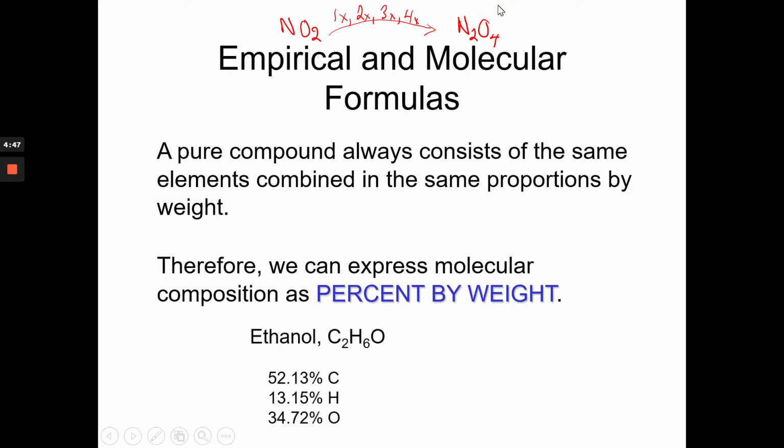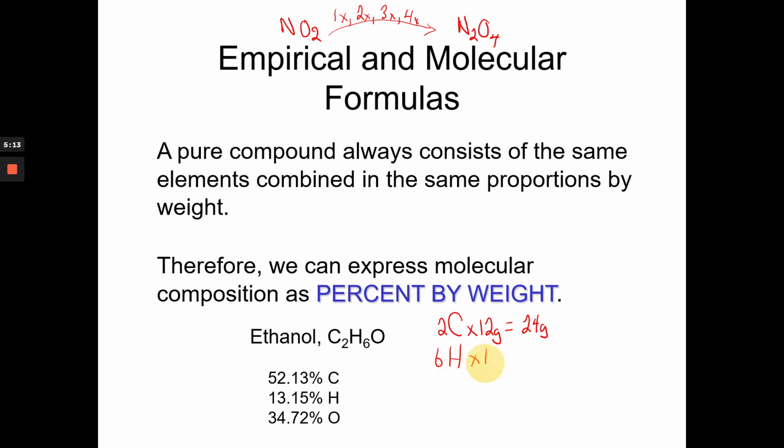So for instance, here's ethanol. This is grain alcohol. It has the formula C2H6O. And I have these percentages by weight. How did we get those? Well, if you have a periodic table in front of you, it might be easier. This formula says we have 2 carbons and they each weigh 12 grams per mole. That's 24 grams. We have 6 hydrogens.